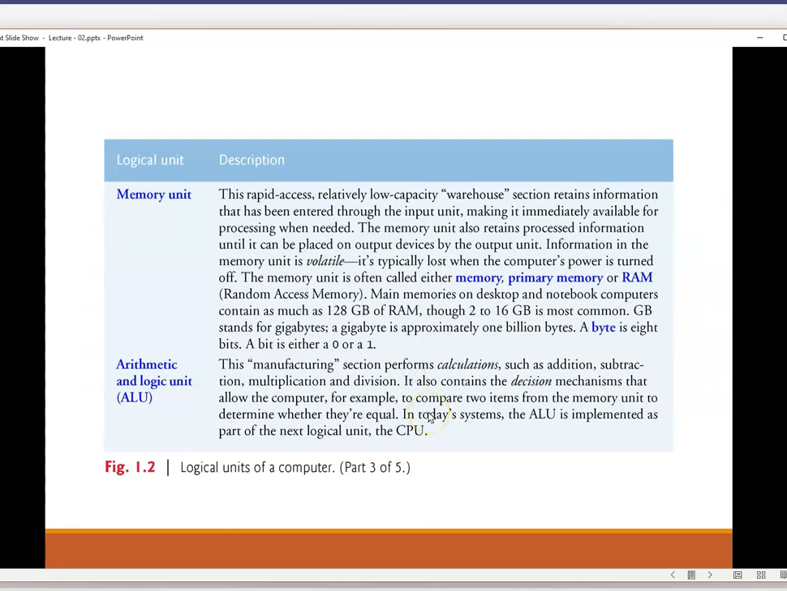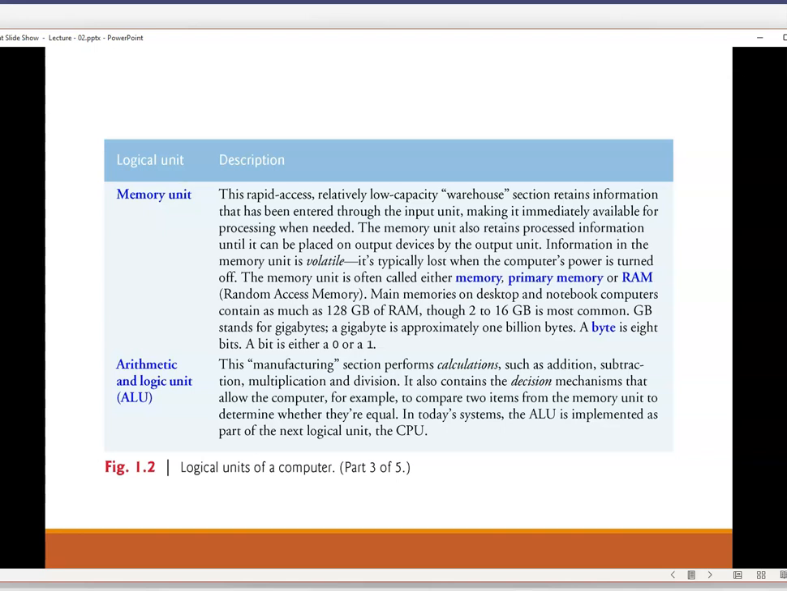Inside the computer, we also have a memory unit. This is a low-capacity memory warehouse. It's primary memory, or RAM, random access memory. It's the memory in the computer. It is where the computations are stored, and it is dynamic. You kill the power, it usually goes away. It's a little bit different in the case of phones and such. They use a more static form of memory, but the idea is the same.